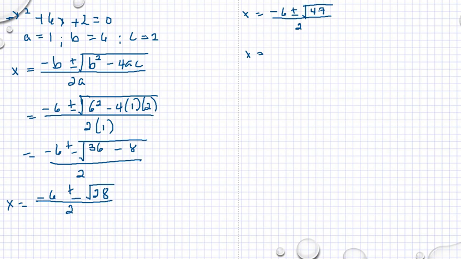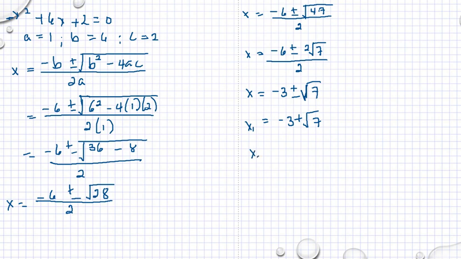Then we have x is equal to negative 6 plus or minus the square root of 4, which is 2. So we have 2 square root of 7 divided by 2. Then x is equal to negative 6 divided by 2, which is negative 3, plus or minus 2 divided by 2, which will be 1. Then we have the square root of 7. So our x sub 1 is negative 3 plus the square root of 7. Our x sub 2 is equal to negative 3 minus the square root of 7.